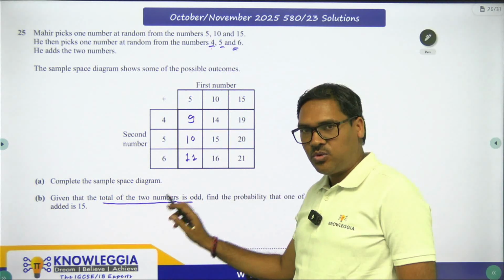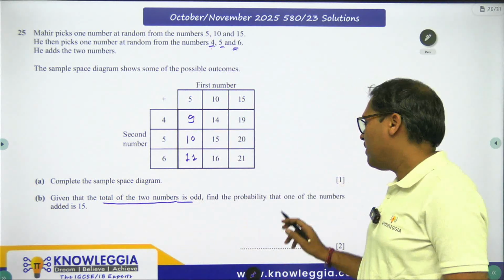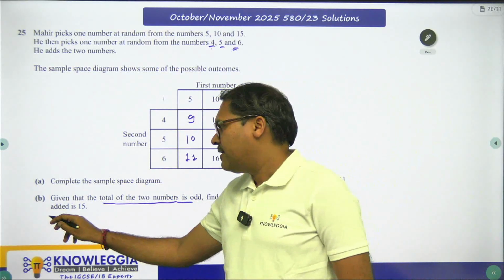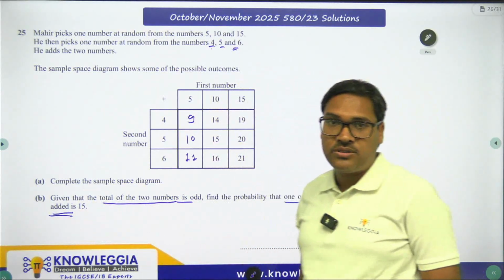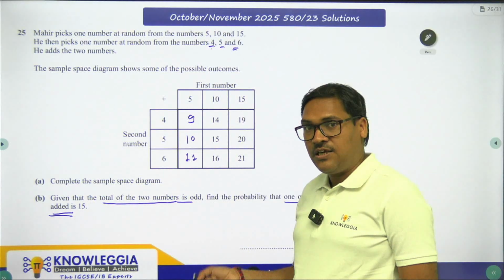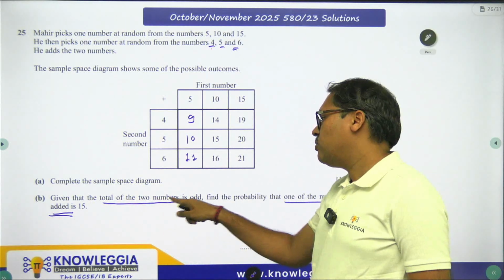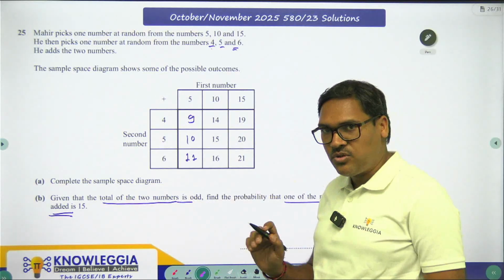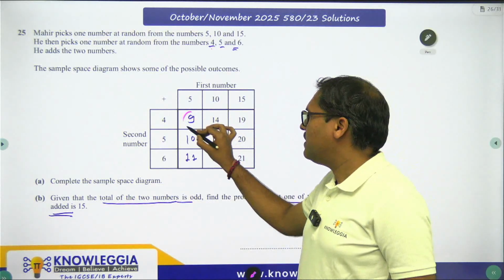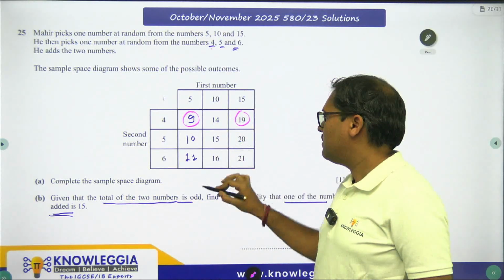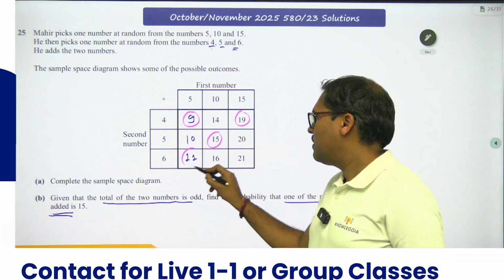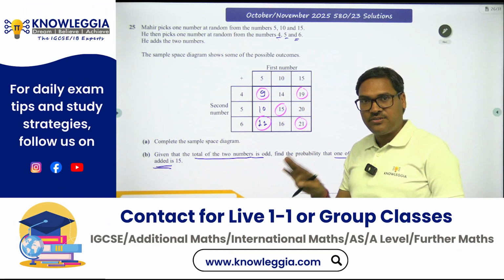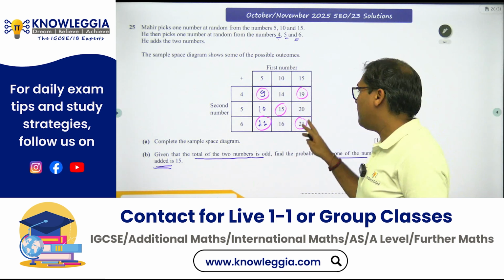Given that the total of two numbers is odd, find the probability that one of the numbers added is 15. So this is a conditional case. Given the total of two numbers is odd. Now, how many cases are there where the sum is an odd number? So you can see this is one, this is another, this is another. There are five possible outcomes where the sum is odd.